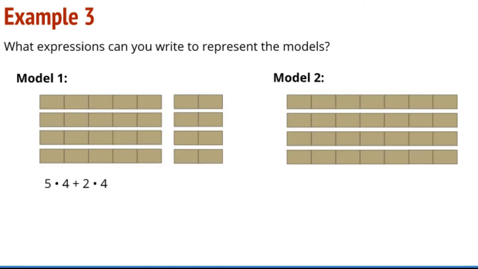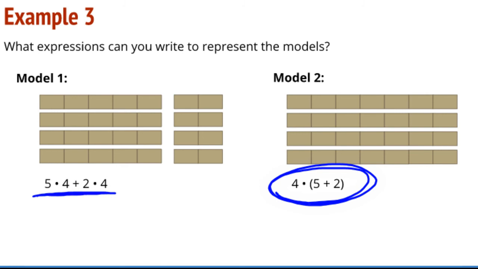So here are some expressions that we can write to represent these models, and we've already looked at these. If you need to, pause and think about those for a second. Both of them are going to show how much we spent. But they are 2 different ways of thinking of the problems. And in particular, this expression here shows the power of using the parentheses. Combine the 5 and the 2 first and then multiply times 4. In this expression, we're finding the same value, but we're not doing it with parentheses. We are, however, multiplying by 4 twice.